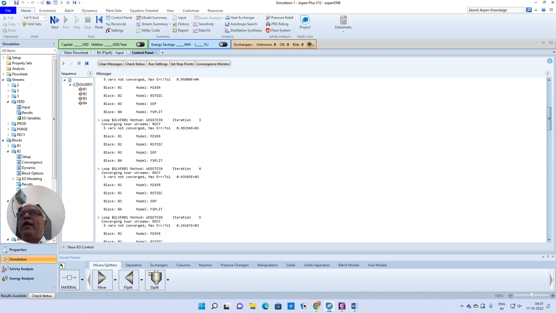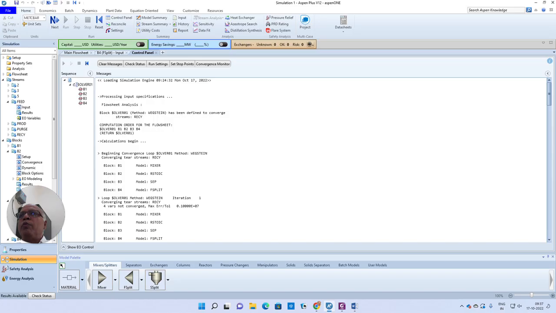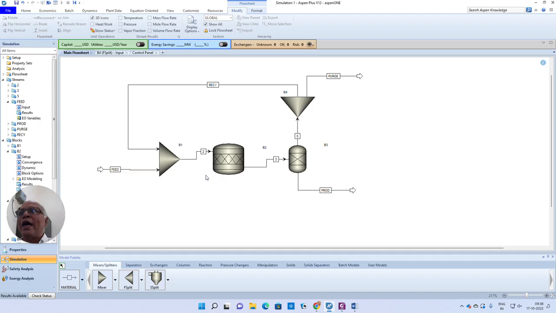You can see in the beginning, the method has been suggested as Wegstein, and the convergence stream, the tear stream, has been taken as the recycle. Why is this required? Now the computational order has been decided by the simulator. This can be done by considering a particular stream as the tear stream. Suppose you want to start your calculations with B1, which is a mixer. We know the feed stream, but do we have any idea about the recycle stream? We don't know what the recycle stream is going to be.